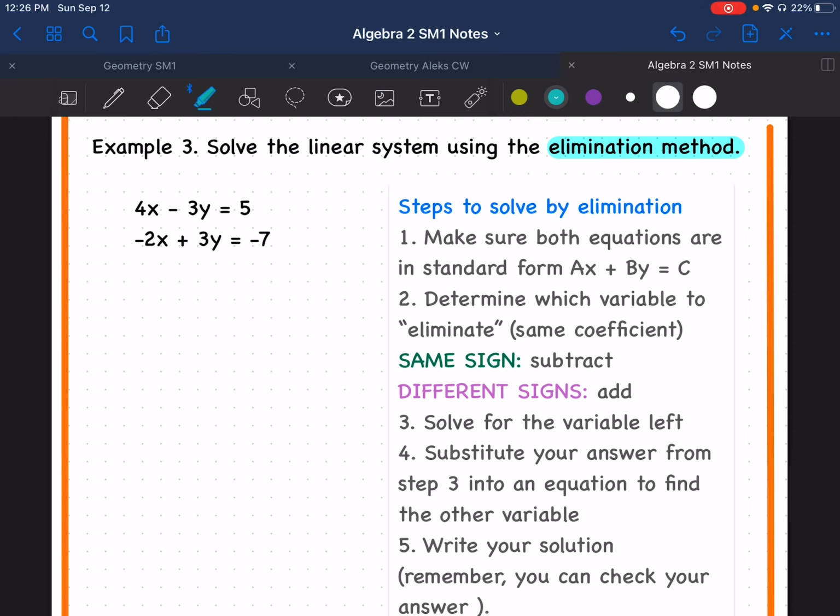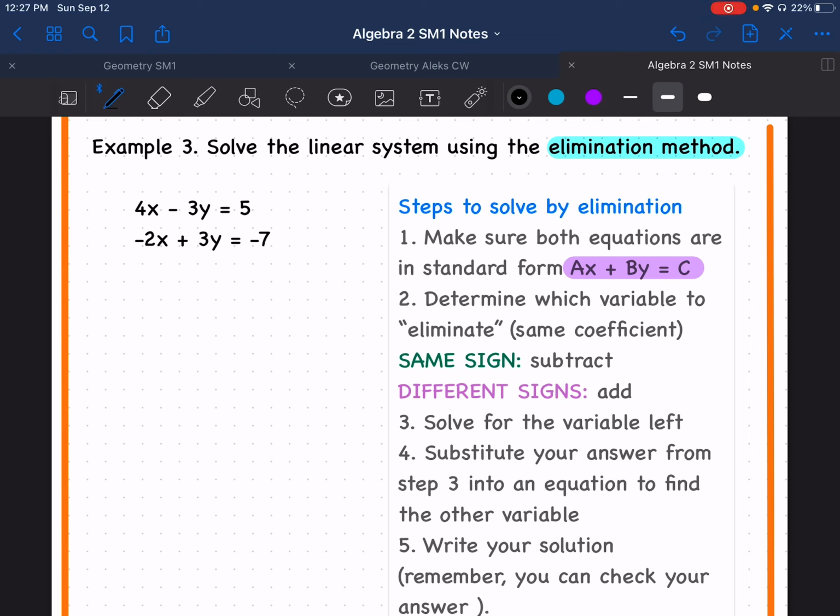The first thing we need to do is make sure that both of our equations are in standard form. They must be in the form ax plus by equals c, where a, b, and c are numbers. So let's quickly take a look at our two equations. Yes, 4 is a, -3 is b, and 5 is c. And for the second one, -2 is A, 3 is B, and -7 is C. Okay, now I don't really need that. I just need to visually look to make sure.